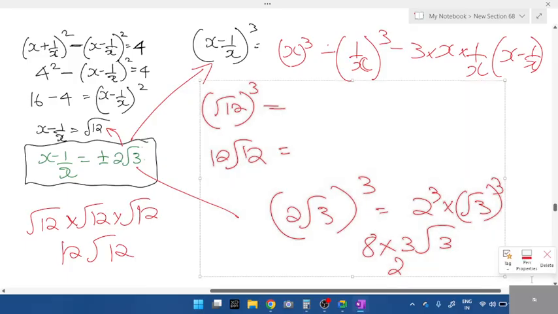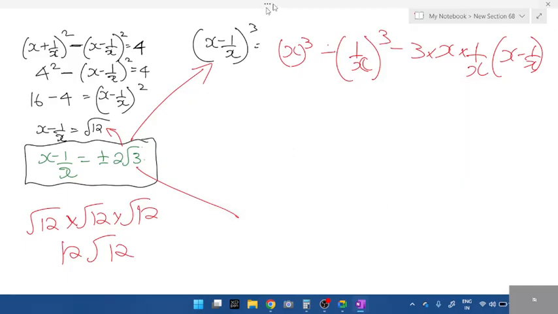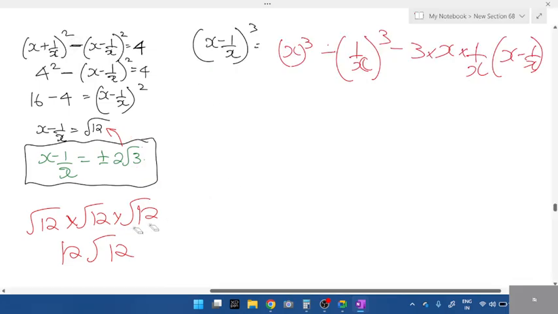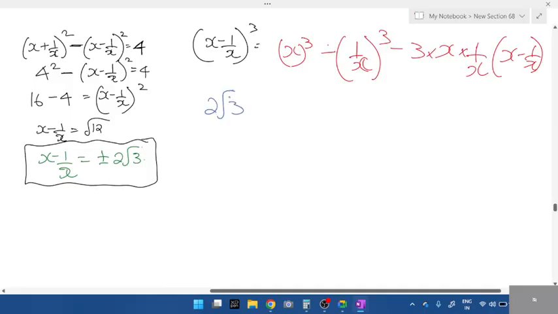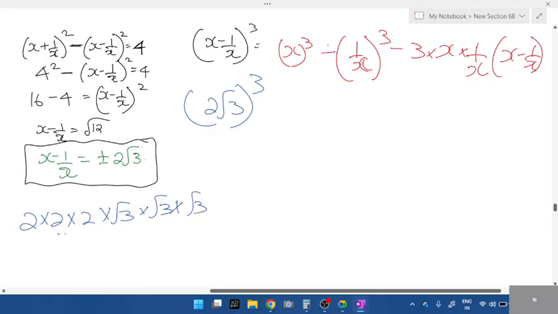2 root 3, students. Isn't it easy? The calculation part is easy, right? Not that tough. You can directly take 2 root 3. Because if you take root 12, again you get confused here. Take 2 root 3 and cube it. So I'll do the calculation here. 2 is 3 times, root 3 also 3 times. 2 into 2 into 2 is 8. Root 3 cubed is 3 into root 3. 8 into 3 is 24 root 3.